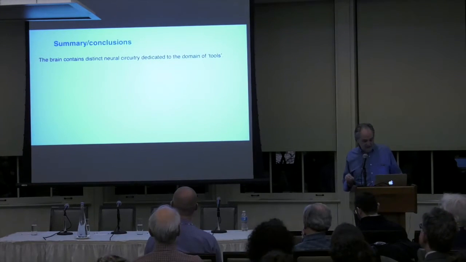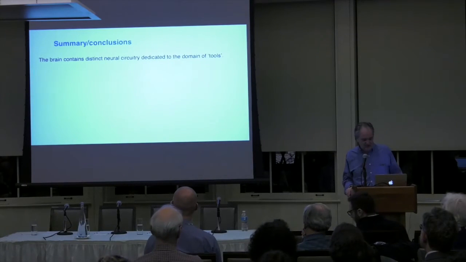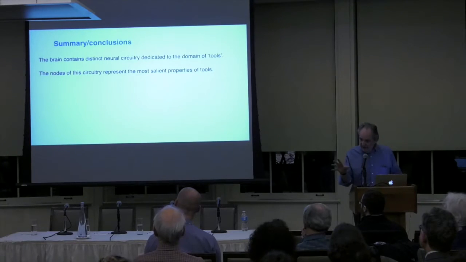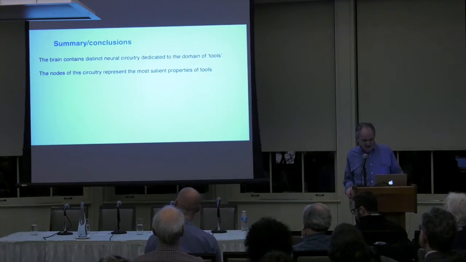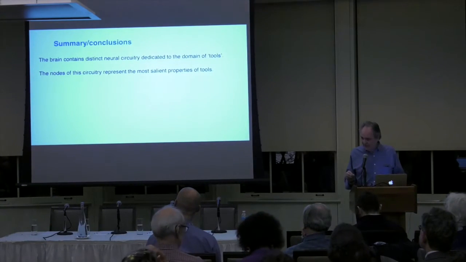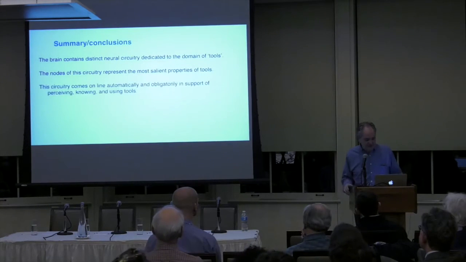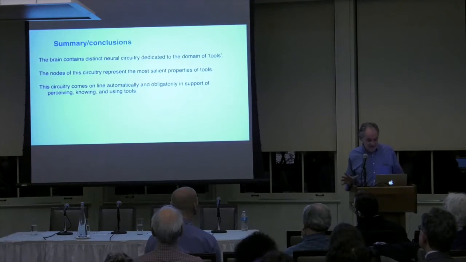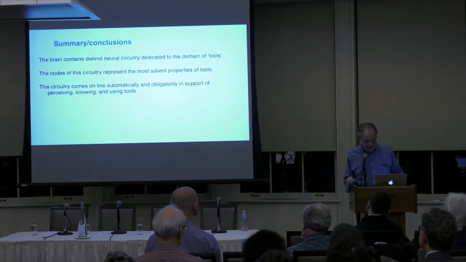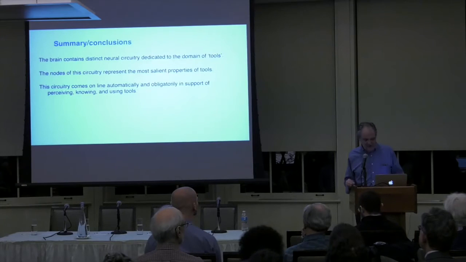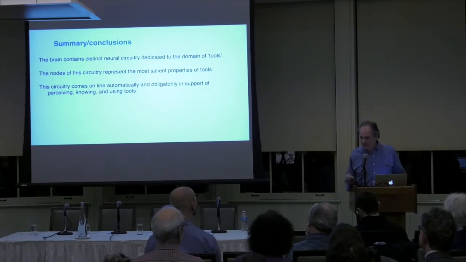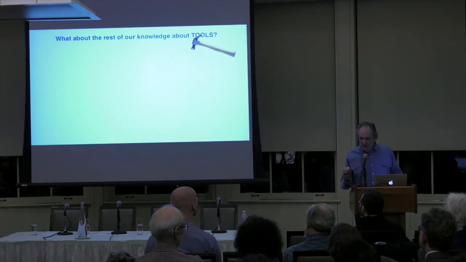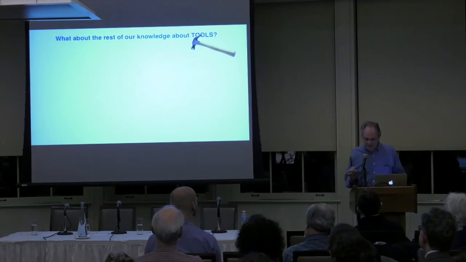The brain contains a distinct neurocircuitry, and that's what I've been showing you, dedicated to the domain of tools. The nodes, or the areas in those circuits, represent the most salient properties of those objects: form, motion, manipulation, and so on. And this circuit comes on automatically and obligatorily in support of perceiving and knowing and using these objects that we call tools.